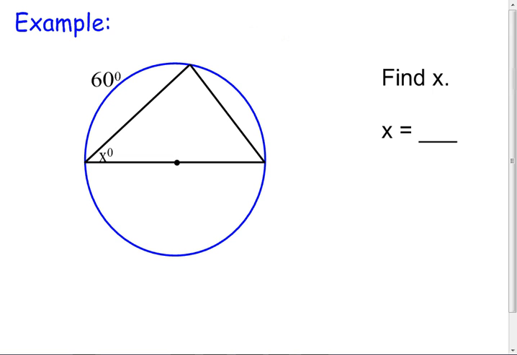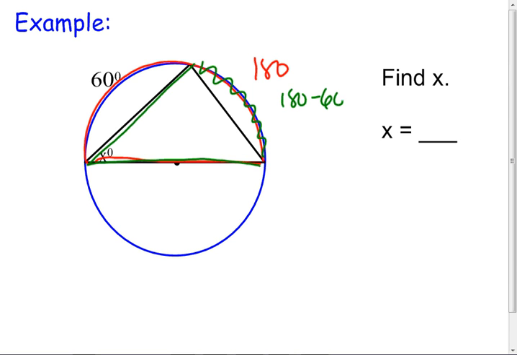Okay, so there's a problem. Is this a semicircle? Yeah, that's its diameter. So how big is this arc? 180. Okay. So I want x, so I want this angle right here. It's half of this intercepted arc. I need to know what that is. That's 180 minus 60, or 120. So how big is x?